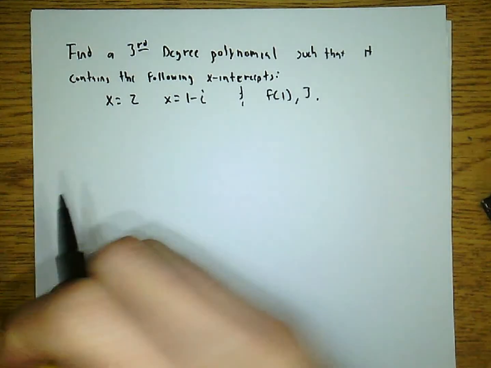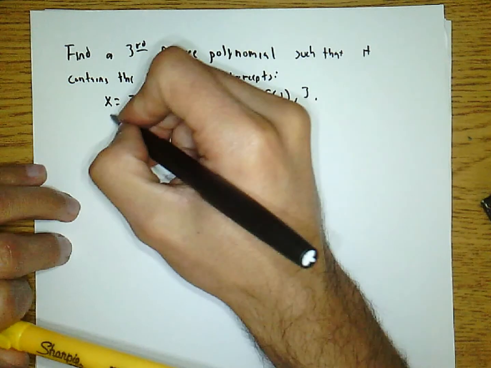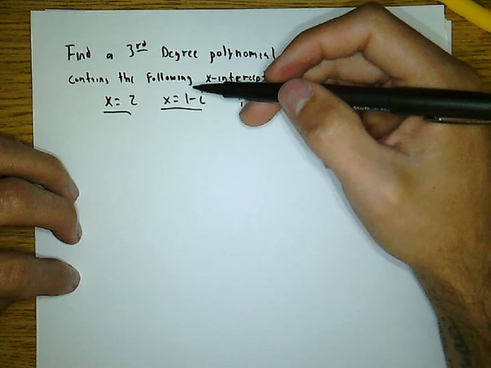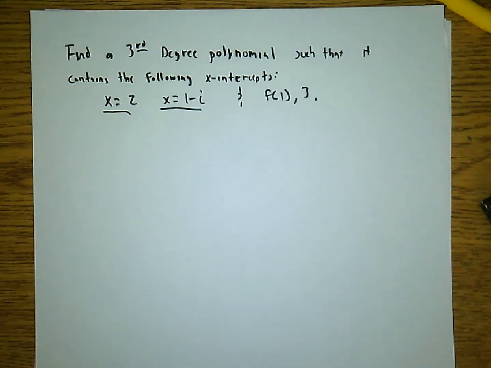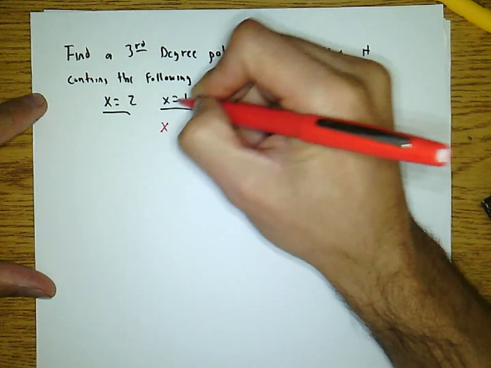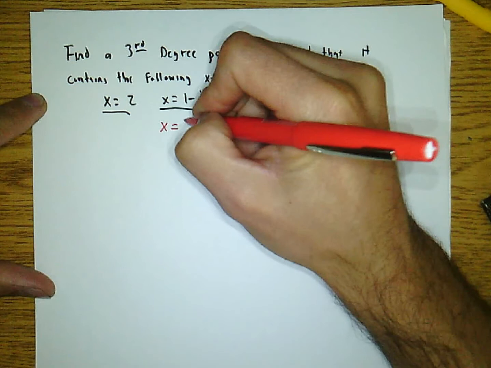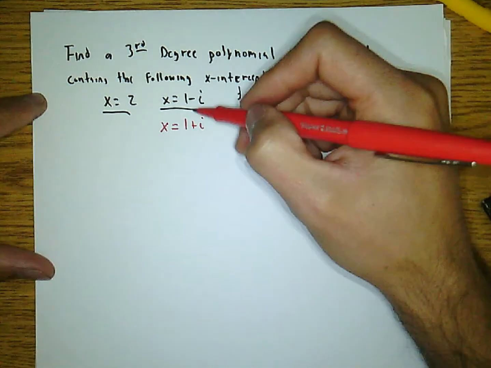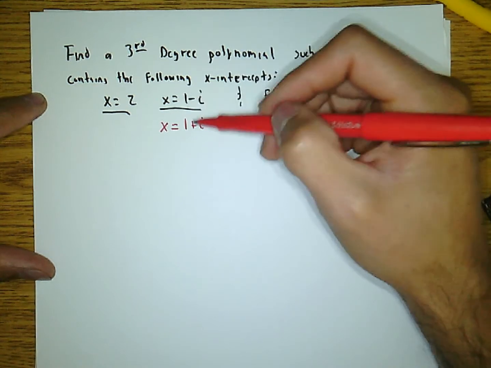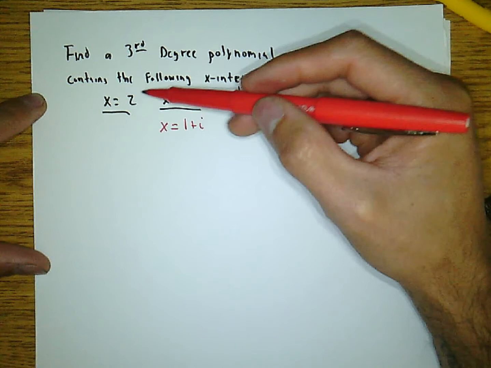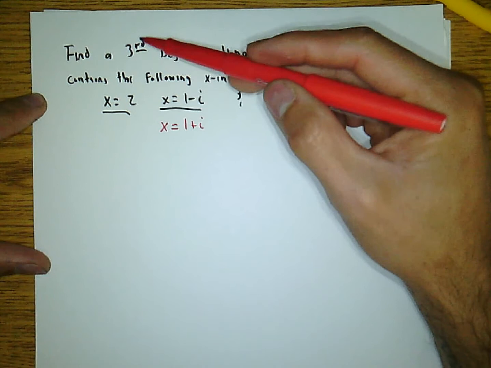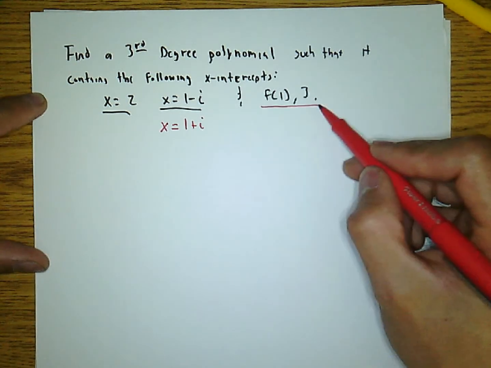Let's see what this means. First of all, I was given two zeros, this one and that one. I notice that one of my zeros is a complex imaginary. So I need to know that if x equals 1 minus i is a zero, then x equals 1 plus i is also a zero, because imaginary zeros come in conjugate pairs. That was something I needed to realize. At that moment I realized that I have 3 zeros, which is going to help me find a third degree polynomial, and we'll talk about what this means in just a second.